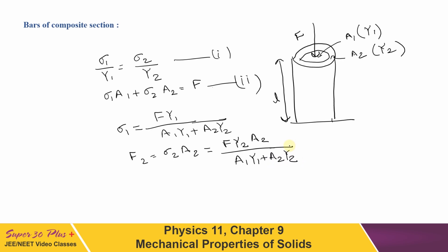If I generalize above formula, the loads borne by different portions will be, F will be common for all. So F Y1 A1 upon summation of Ai Yi. If a number of materials are there, so that the composite bar is made up of a number of materials, we can generalize the formula. Load borne by each bar will be having this value. That is F Yi Ai upon summation of Ai Yi, where i will go from 1 to the number of materials that are there in the composite bar system.